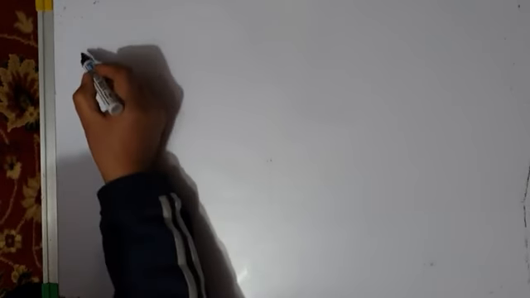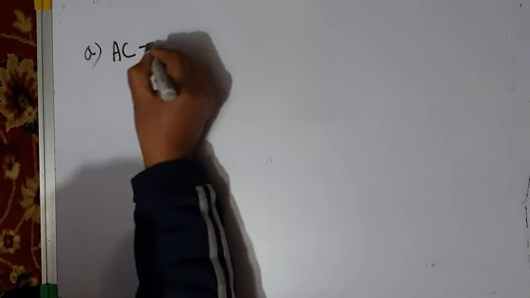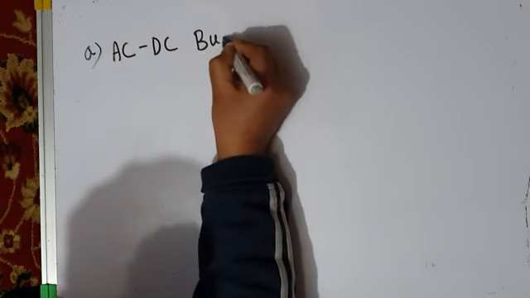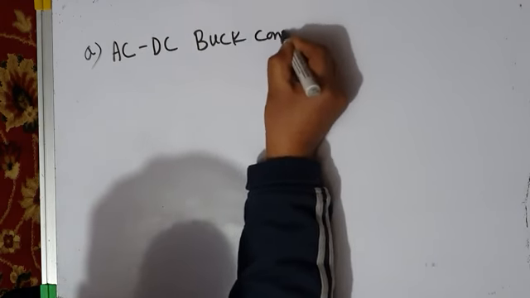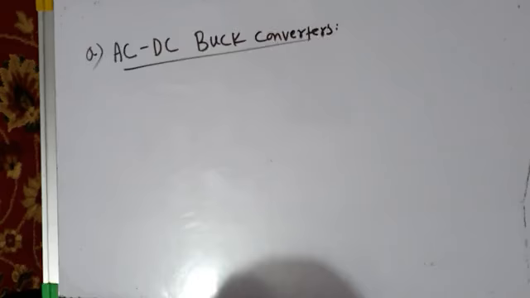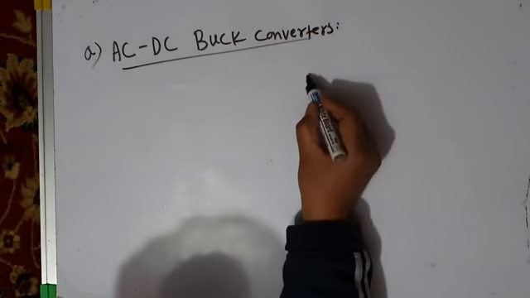पहला हमारा है DC to DC buck converter. तो जब उसको मैं rectified AC line के साथ connect करूँगा, वो will become AC to DC buck converter. So the first topology that I am going to discuss with you is the AC to DC buck converter. AC to DC buck converter basically comprises of a DC to DC buck converter which is connected to a rectified AC line. So it looks like this.